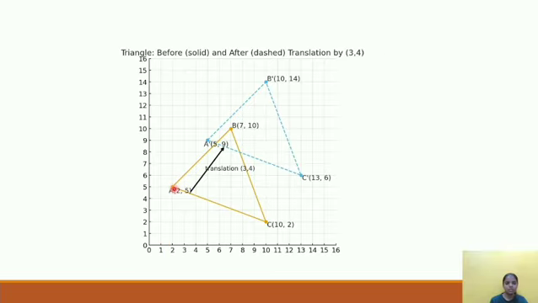As you can see here, this is our old figure where A is (2, 5). When we perform translation, A becomes (5, 9), B becomes (10, 14) and C becomes (13, 6). As you can see, this dotted blue figure is the result after translation.